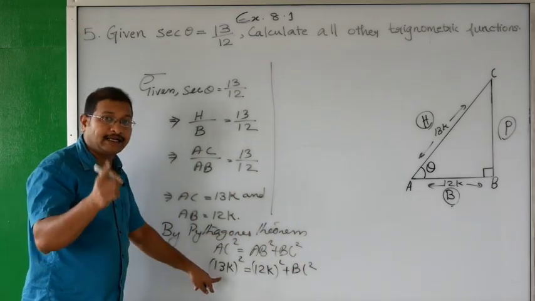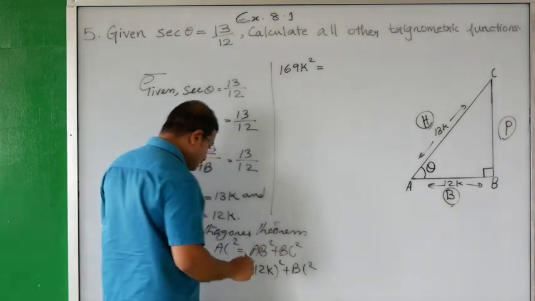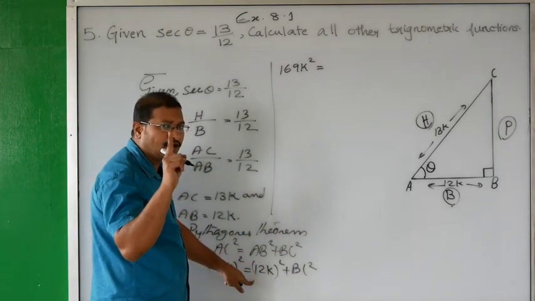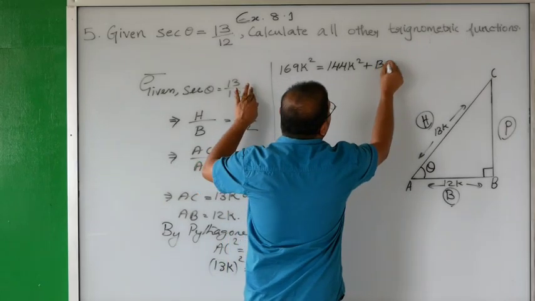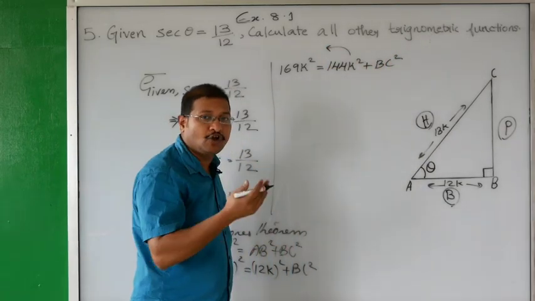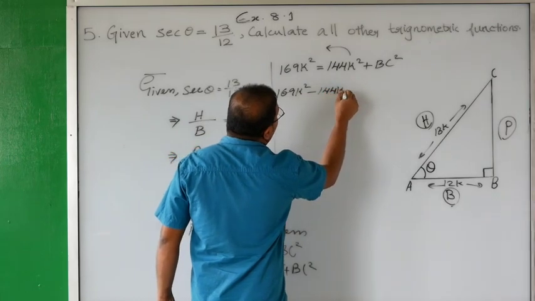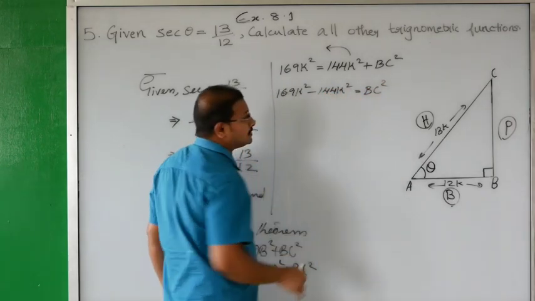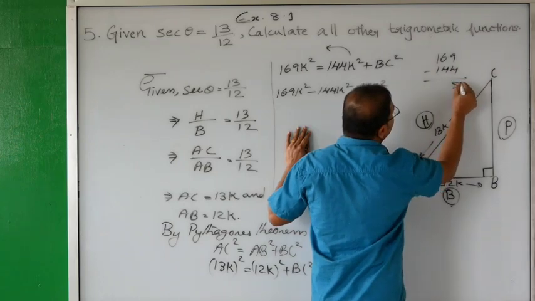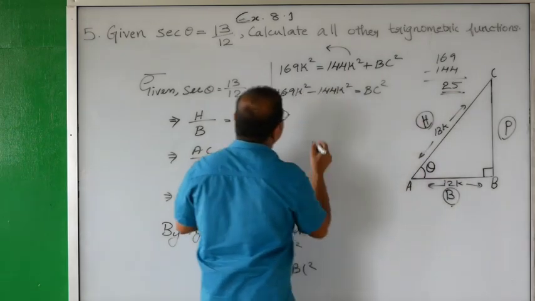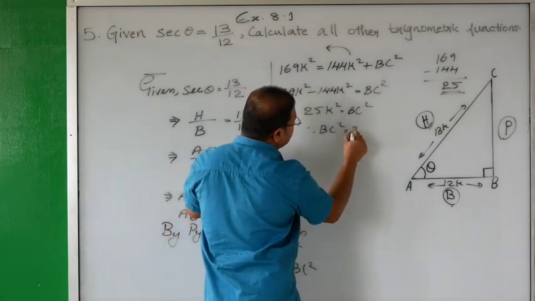Now, what is 13 square? 13, 13 is 169. 169k square equals 12 square. 12 square means 144. So 144k square plus BC square. Now, this 144k square is plus, goes to the next side, it will minus. That means 169k square minus 144k square equals BC square. We'll minus it. 169 minus 144. 9 minus 4, 5. 6 minus 4, 2. We got 25k square equals BC square. Therefore, BC square equals 25k square.